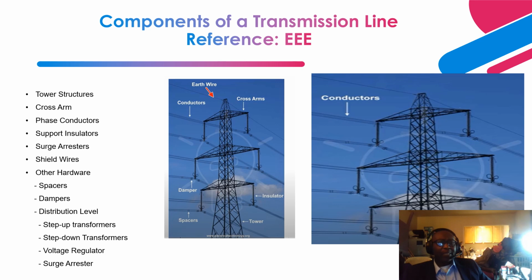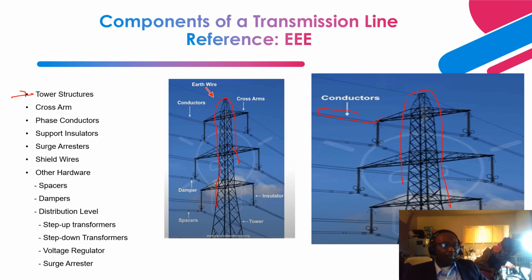Now let's take a deep dive into the components of a transmission line. As you can see over here, these are what they call the phase conductors. The components of a transmission line consist of tower structures. These are the tower structures, as you can see over here, all the way from the top to the bottom.